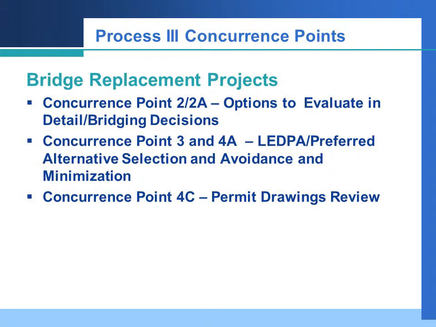Concurrence point 2a is the meeting to determine options to evaluate in detail and if a bridge or culvert should be used. Concurrence point 3 and 4a is the meeting where the decision on the selection of the preferred alternative and the identification of the LEDPA is made. In addition, concurrence point 4a is determined at the meeting where the additional avoidance and minimization of impacts to the human and natural environment is performed. And finally, concurrence point 4c is the review of the permit drawings.